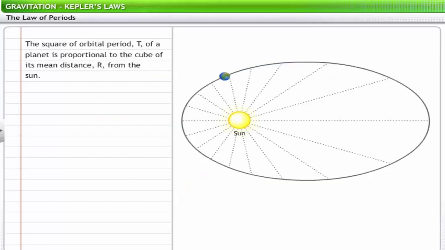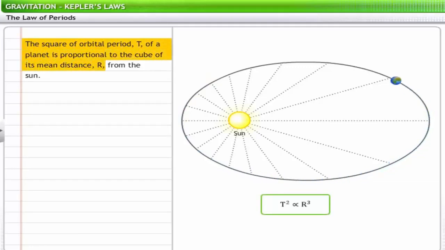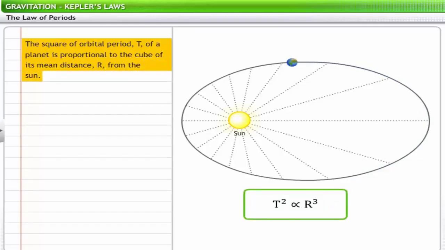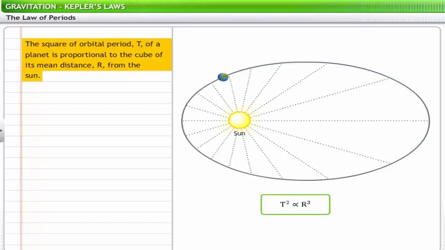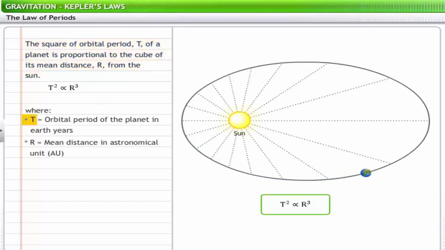The law of periods states that the square of orbital period T of a planet is proportional to the cube of its mean distance r from the Sun. Hence, you can express the law of periods as T squared proportional to r cubed, where T is the orbital period of the planet in Earth years, and r is the mean distance in astronomical units.